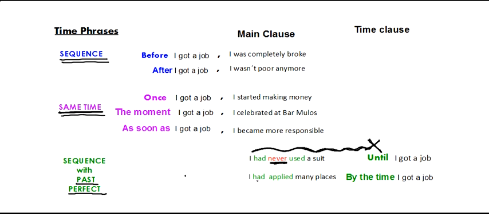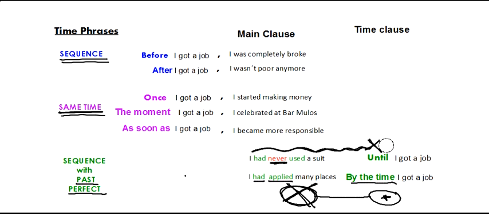Let's look at the second one. For example, I had applied many places by the time I got a job. So this is like, this action happened and it's done, right? And then later on, okay, I get a job. So this is like I had applied many places, right? And it's done. Boom, finished. And then I got a job. By the time is often kind of like saying before. It's almost the same thing as before, but we use it a lot with the past perfect, had applied.